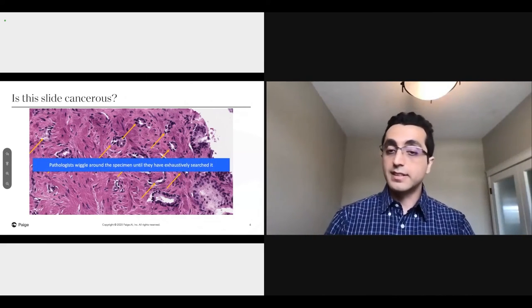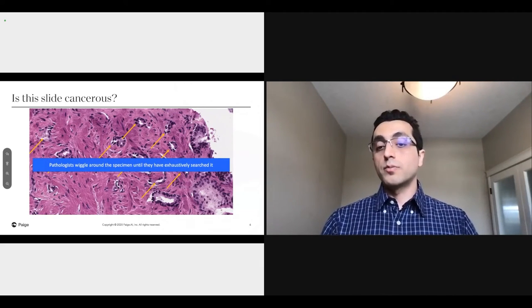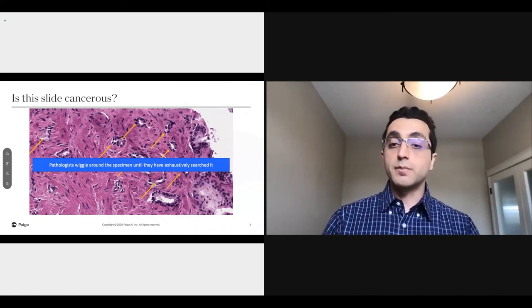But as you can guess, the entire core must be searched exhaustively, meaning that every region should be checked and studied by the pathologist.